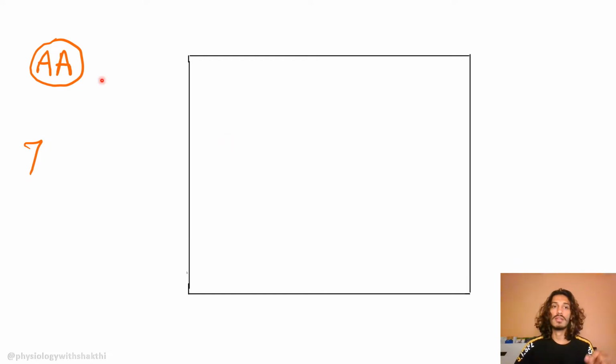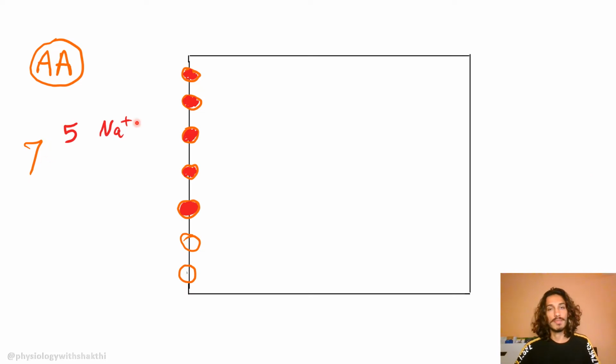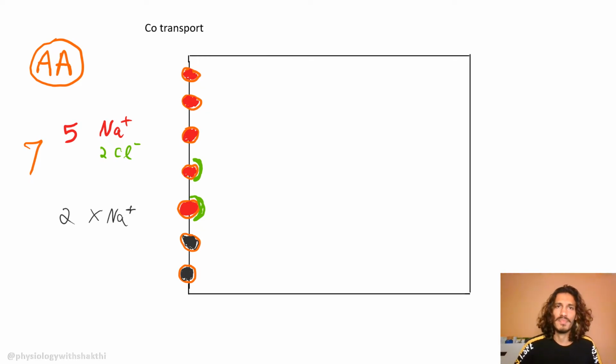Just know that for amino acids, there are about 7 transporters in the luminal segment. Out of the 7 transporters, 5 of them are sodium dependent co-transports. Out of these 5, 2 also have chloride involvement, so along with sodium, chloride is also involved in the transport. Then we have 2 which are independent of sodium. One example is hydrogen, which I was talking about. All of these are ultimately secondary active co-transporters. That is how amino acids come inside.